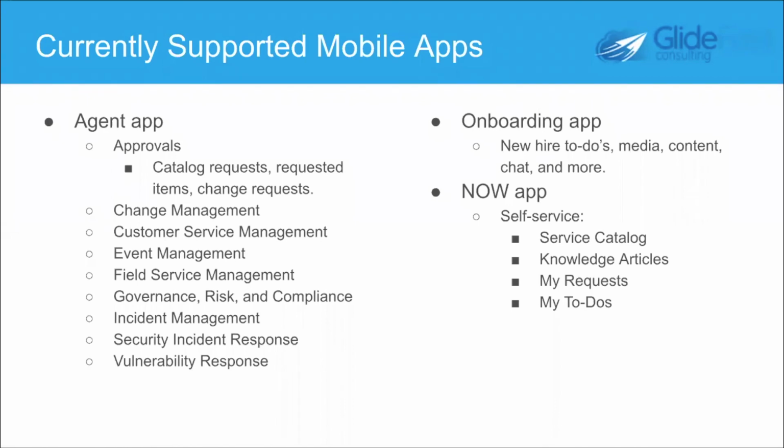And just to reiterate, there are three different mobile apps. One's the agent app, for all your agents and fulfillers. Then you've got onboarding, which you can use with new hires. And then there's your Now app, which is your standard self-service. Okay, that's all.